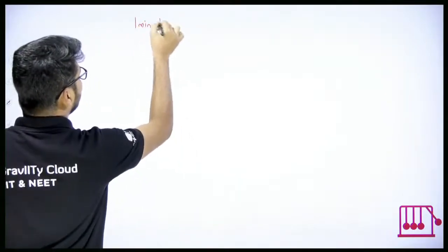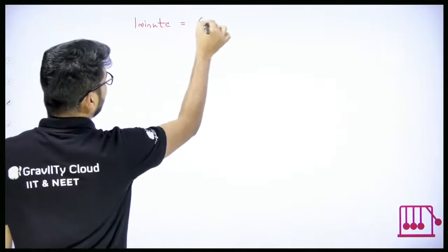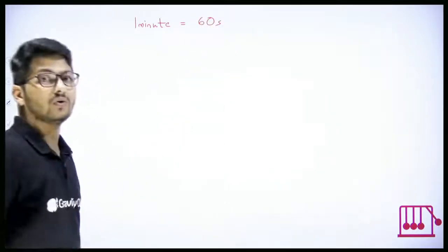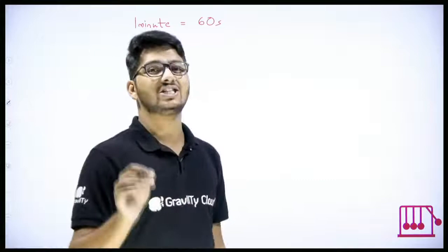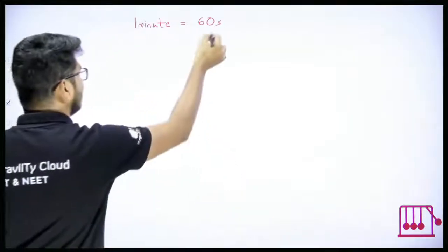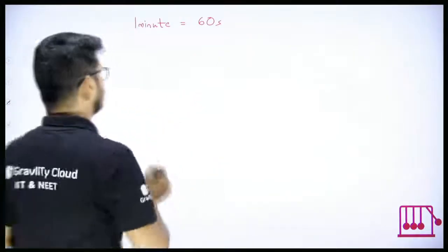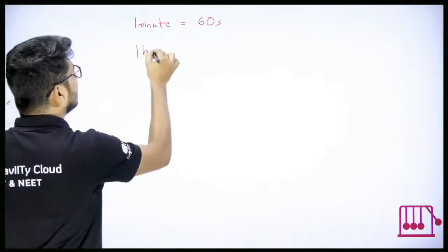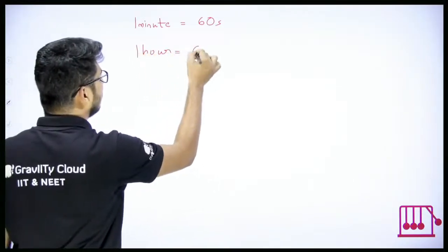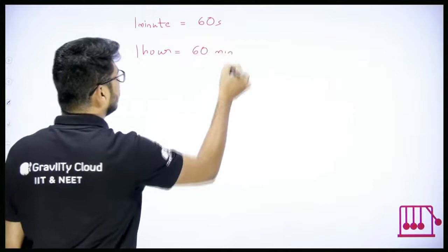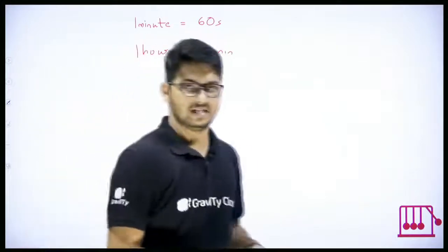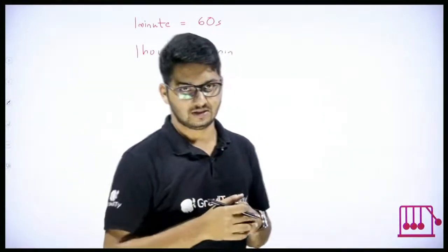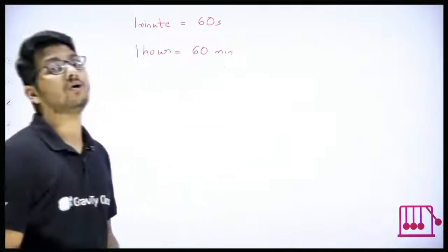Let's say we have minute. What is 1 minute equal to? 1 minute is equal to 60 seconds. S will mean seconds. Then you have 1 hour. What is 1 hour equal to? 1 hour is equal to 60 minutes. MIN will refer to minutes.